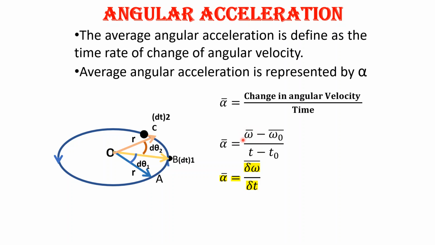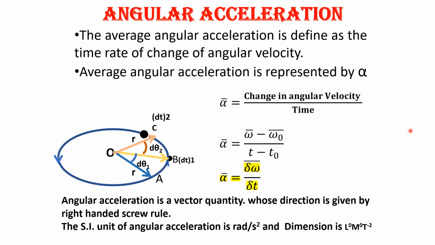Here omega is the final angular velocity, whereas omega 0 is the initial angular velocity, where t is the final time instant and t0 is the initial time instant, and therefore we can write alpha is equal to delta omega upon delta t. This is also a vector quantity. Its direction is given by the right hand screw rule. Its SI unit is radian per second square and the dimension is L0 M0 T minus 2.